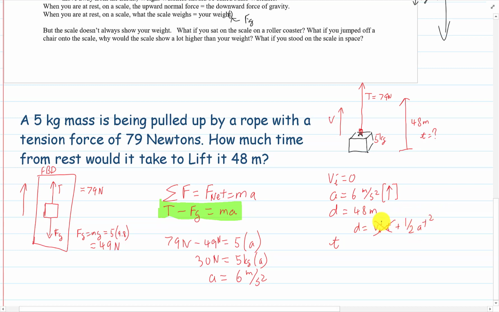The first term is 0 because the initial speed is 0. So time is going to equal the square root of 2d over a. We plug these numbers in. 2d is 2 times 48, divided by 6, all square rooted. So 48 divided by 6 is 8. 2 times 8 is 16. Square root of 16 is 4 seconds. That's the answer.